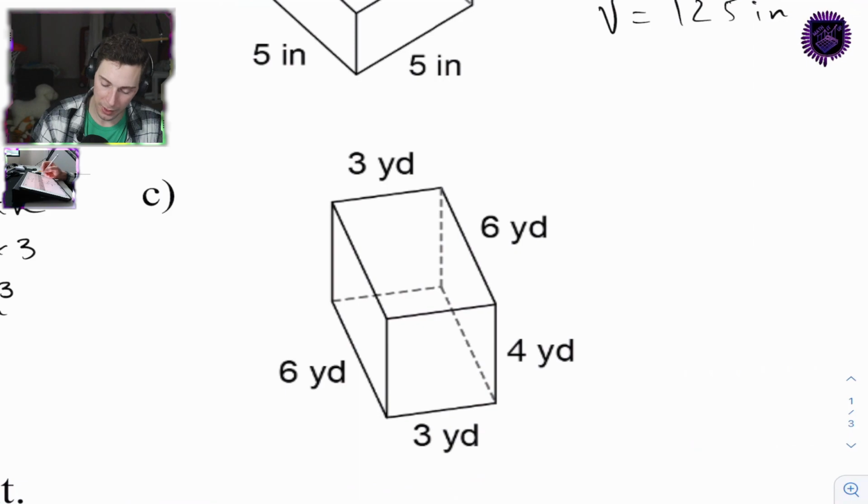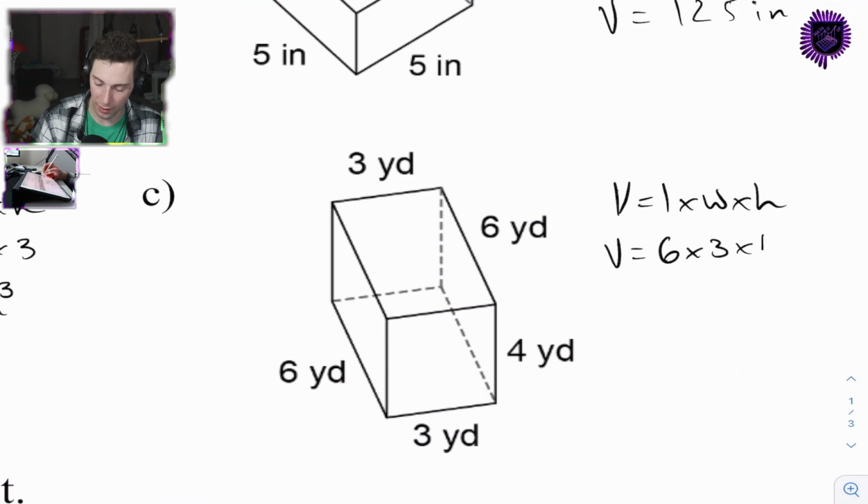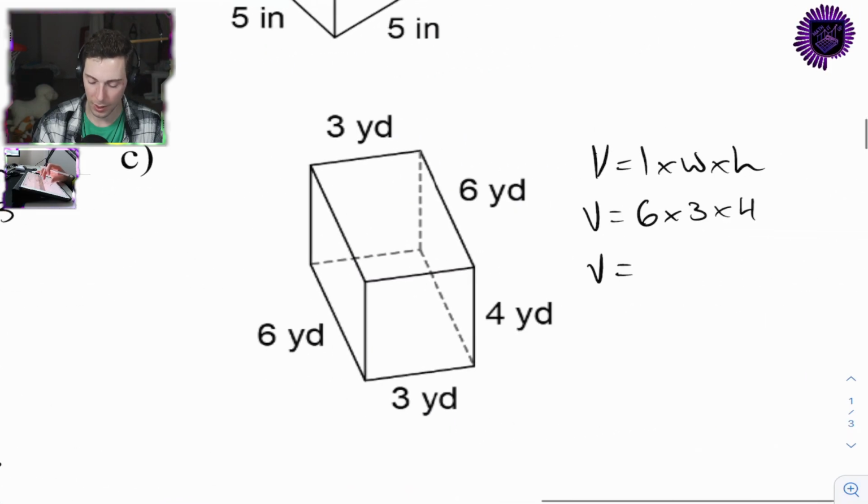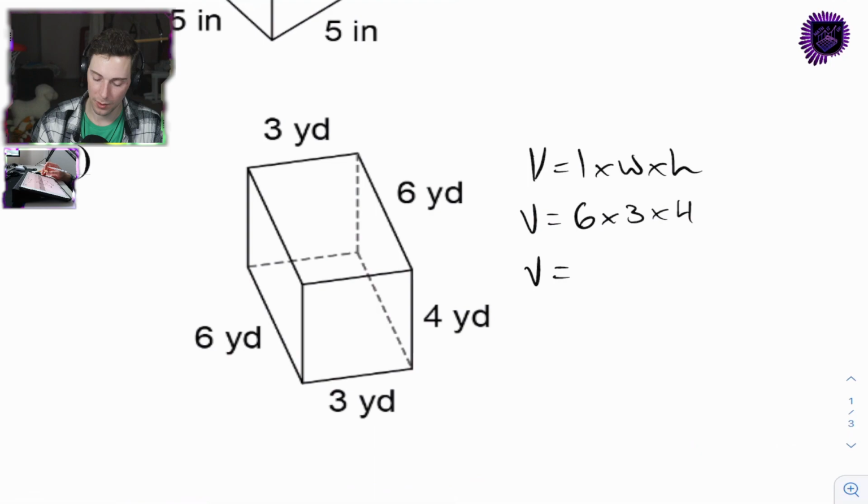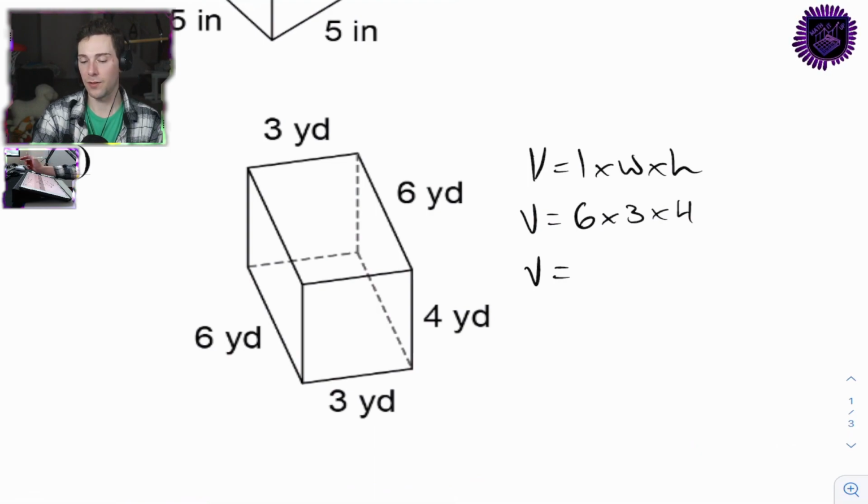Volume is equal to length times width times height. That means our volume is equal to, our length is 6, our width is 3, and our height is 4. Our volume will be equal to 24 times 3, or 18 times 3. 18 times 3, which is going to be 54 yards cubed.